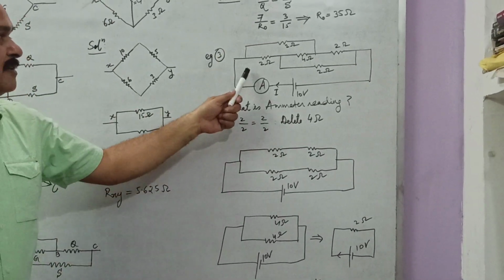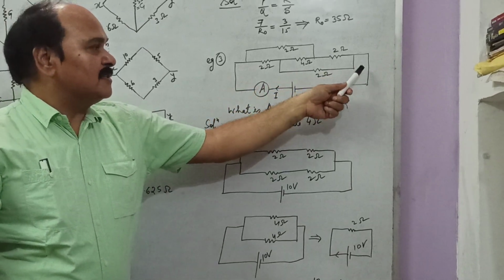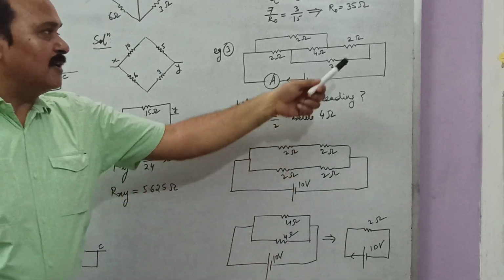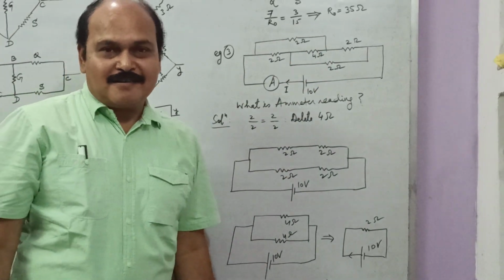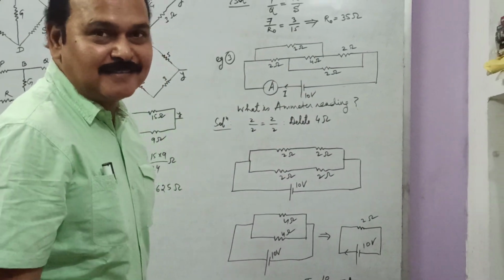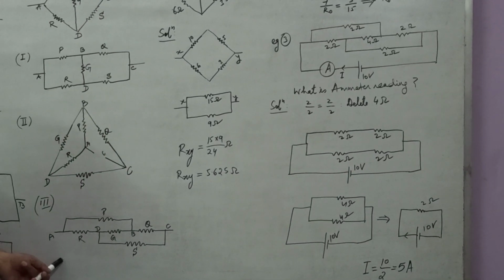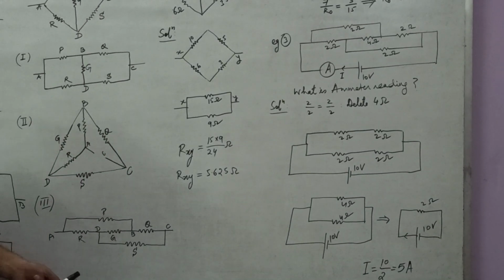And the next and the last question is, what is the ammeter reading in the network? What is the network? This is a network of resistances, and it is connected across a 10 volt battery. Again, you have to look at this network very carefully. Is this a Wheatstone bridge? Yes, it is. This is the third look of the Wheatstone bridge, which we have already studied.